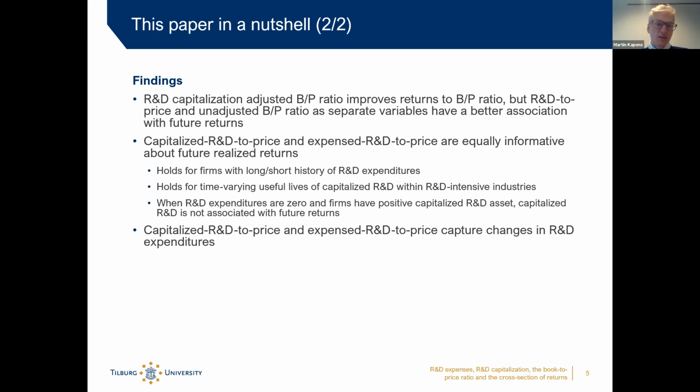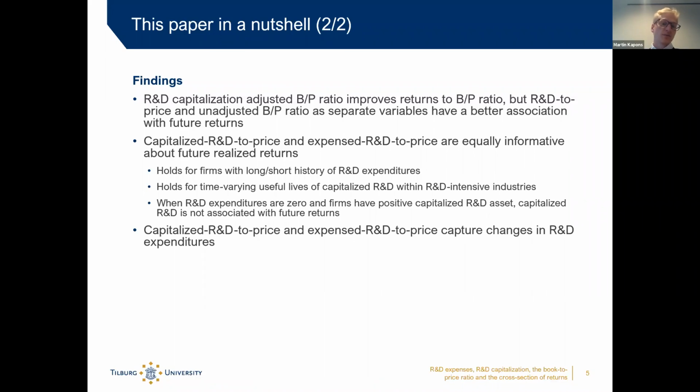So one might argue that this result is driven by firms that have a short history of R&D expenditures, for which the capitalized R&D asset might be negligible. But I show that the result also holds for firms that have a long history of R&D expenditures. And one might argue that the result might be driven by holding the useful life constant throughout the sample. But when I account for time-varying useful lives within R&D intensive industries, both ratios are still equally informative about future realized returns.